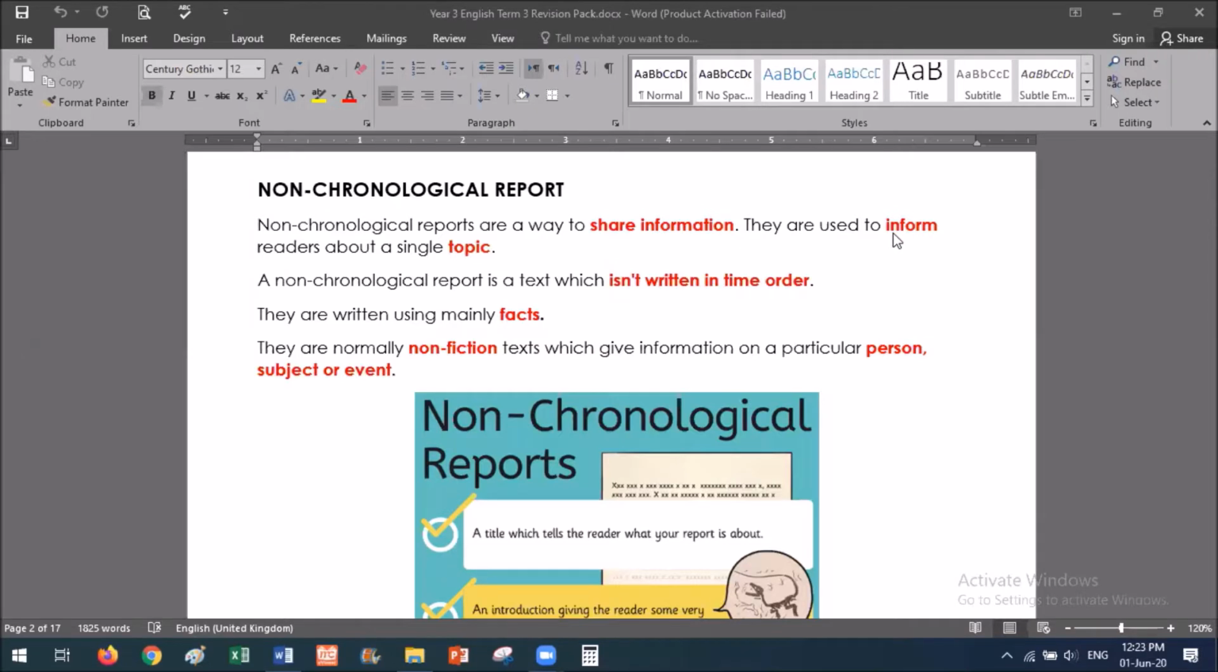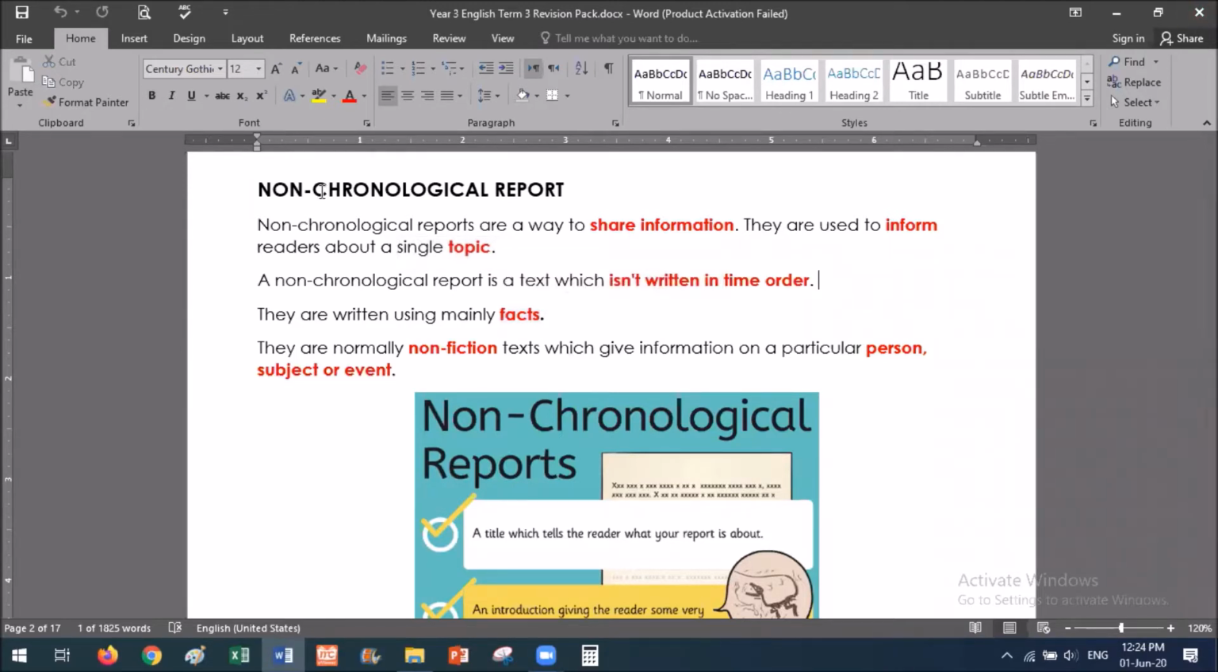We know that a non-chronological report is a way to share information, okay? So when we share information, we're sharing about one topic. We choose a topic and then we tell people about it. It's a different type of writing, non-fiction writing, where we can give people some information, which means we don't use our opinions. We should be using mostly facts, okay? So the facts are things that we know.